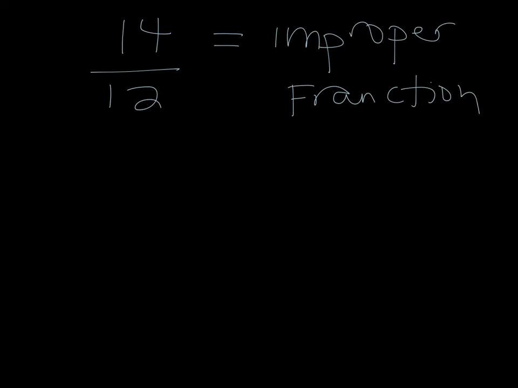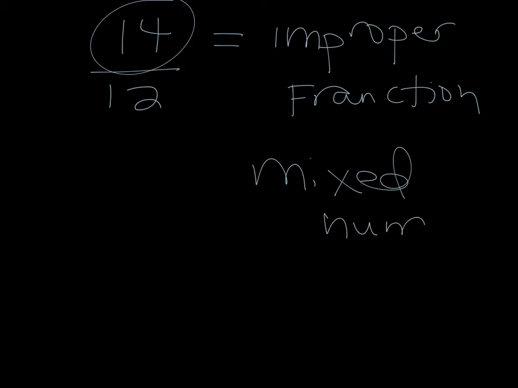And the reason why we call it improper is because the top number, the numerator, is bigger than the denominator, which means we should probably change this back to a mixed number. A mixed number is when you have a combination of whole numbers and a fraction. So for example, 2 and 1/2, right? We have 2 wholes plus a half.